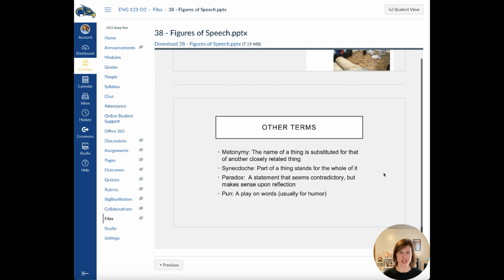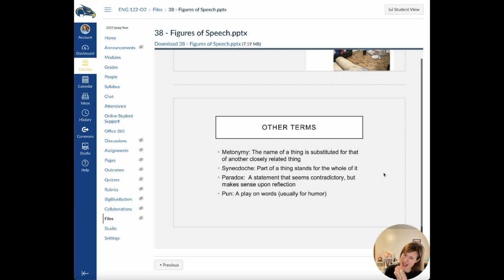Paradox. Paradox is a great term that we throw out very often. It's a statement that seems contradictory, but upon reflection, it makes sense. So at first you may be like, oh, this doesn't seem like it would relate. But then the more you think about it, you're like, oh, wow, it actually does mean something and connect, right?